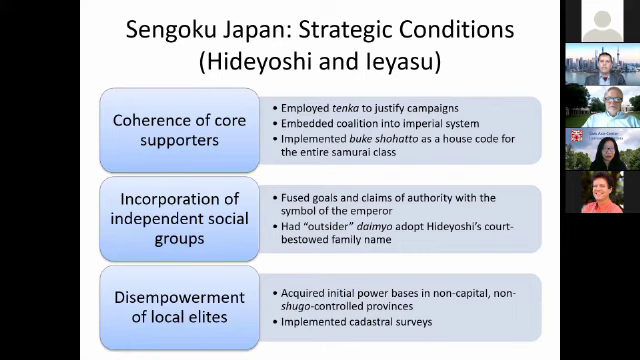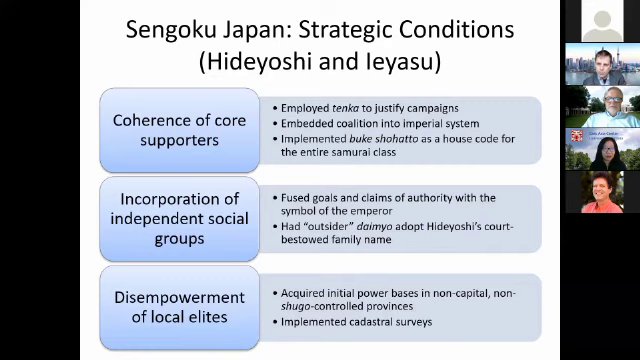So, how did Hideyoshi and Ieyasu take advantage of these structural conditions? By and large, it was similar to how Mao and the communists took advantage of their own structural conditions. They used, for example, like I said, Tenka to justify their campaigns. They intentionally embedded their coalition into the imperial system. So this would be another example of how we see strategic conditions interacting with each other.